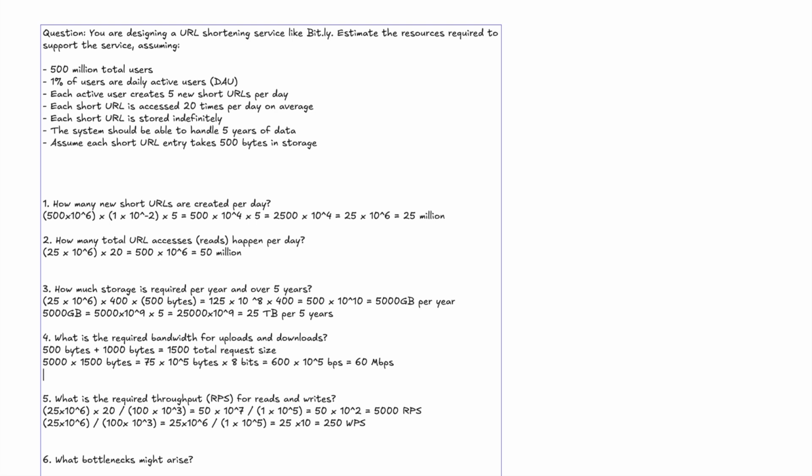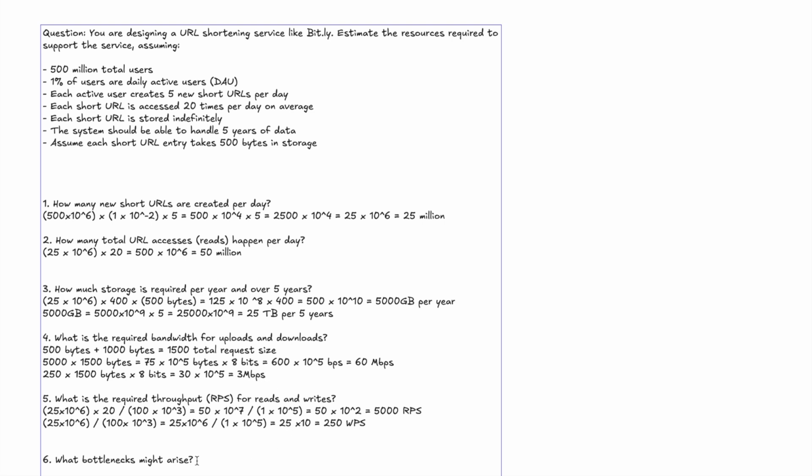All right, so now that we know our reads, we can do our writes or our upload bandwidth. So we have 250 times 1,500 times 8 bits per byte. And that gives us 30 times 10 to the 5th, or 3 megabits per second for our upload bandwidth.